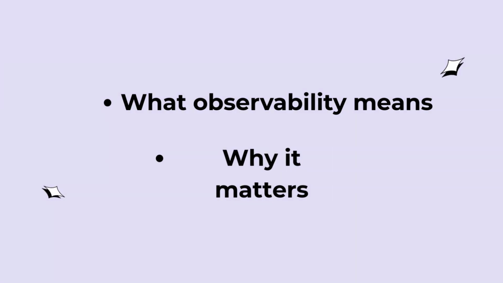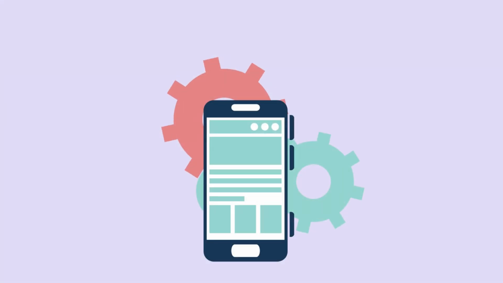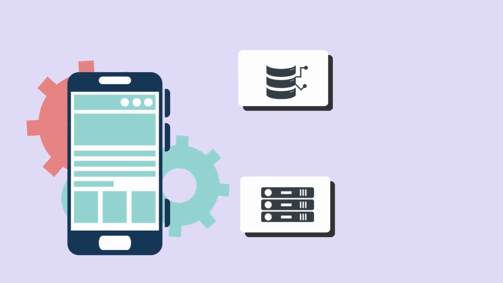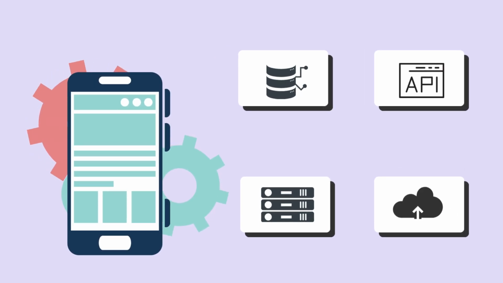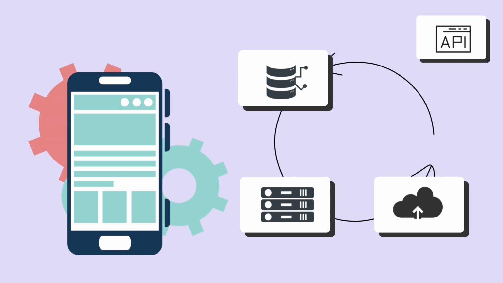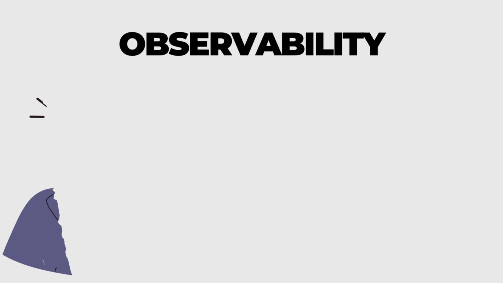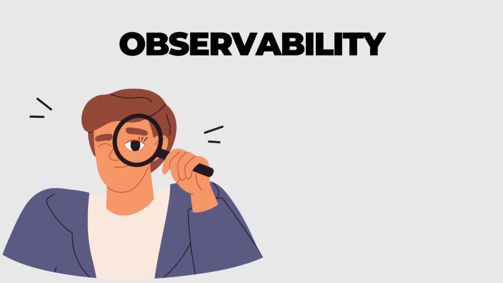Let's start with a simple question. How do engineers know what's happening inside an app? Modern apps are made up of many components working together. Servers, databases, APIs, and cloud services, all talking to each other. When something breaks, it isn't always obvious which component is causing the issue. Observability is how engineers see inside a system to understand what's happening, especially when things go wrong.